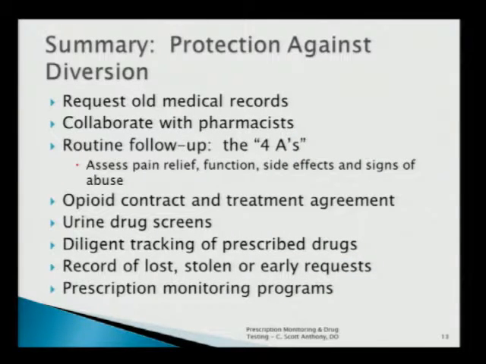So the summary and protection: get the old medical records. I think that's very, very important from a standpoint of trying to determine what's failed, what's worked. Talk with the pharmacist, routine follow-ups with the 4As, opioid treatment agreements, drug screens, record of lost, stolen, early requests. Make sure you keep a record of those requests.